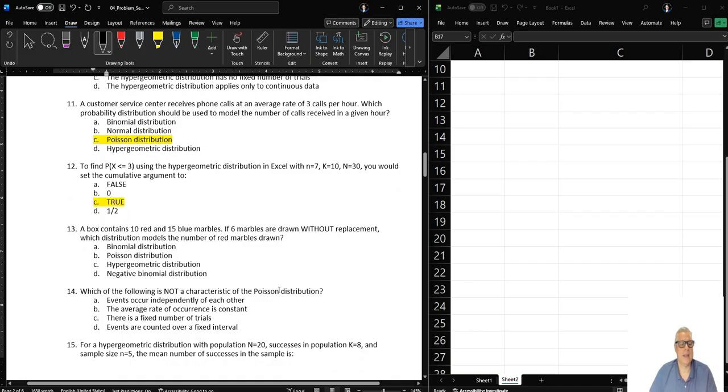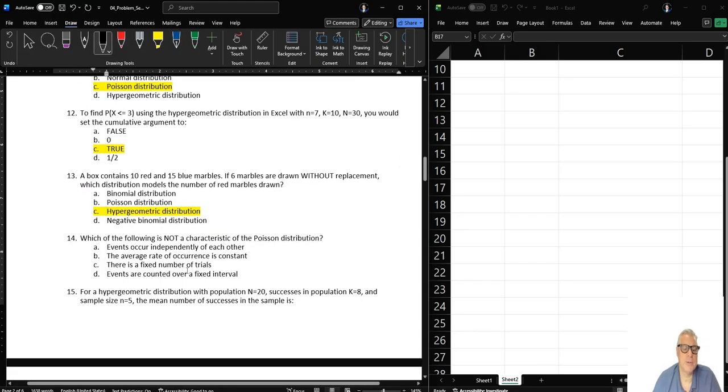Okay. A box contains 10 red and 15 blue marbles. If 6 marbles are drawn without replacement, which distribution models the number of red marbles drawn? Without replacement, we immediately know hypergeometric distribution.